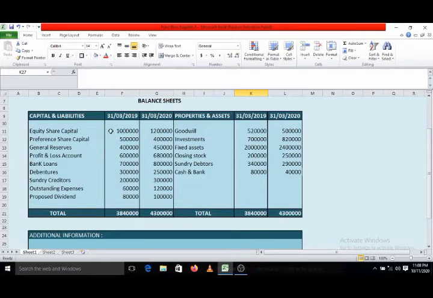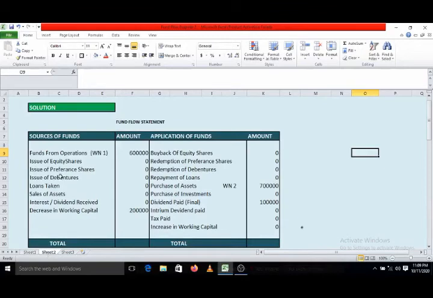First year equity share capital is rupees 10 lakhs. Second year 12 lakhs. It means equity share capital has increased by rupees 2 lakhs. It means during the year company has issued additional equity shares of rupees 2 lakhs. So that means issue of equity shares. Is it source or application? Obviously source. So issue of equity shares on the sources side I will write here 2 lakhs.